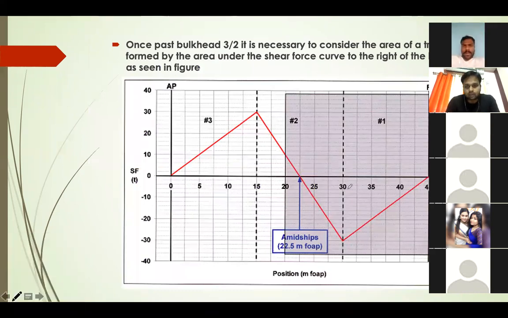So basically we are calculating up to this value at 30. From 22.5, we already know the value. So we just need to calculate from this area and add it to that area.